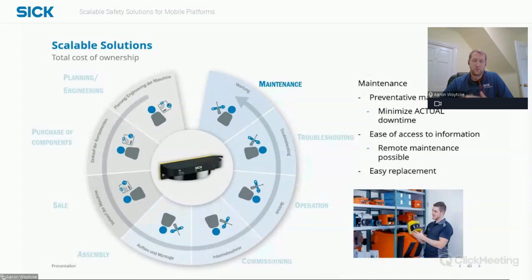So with the products that you're going to choose to effectively scale up and safeguard a mobile platform, these all need to be considered. So in general, there's a lot to consider for the total cost of ownership. It's not just the sale of the machine. It's not just the purchasing of components. It's worth considering the time and effort and other things included with the entire machine life cycle.